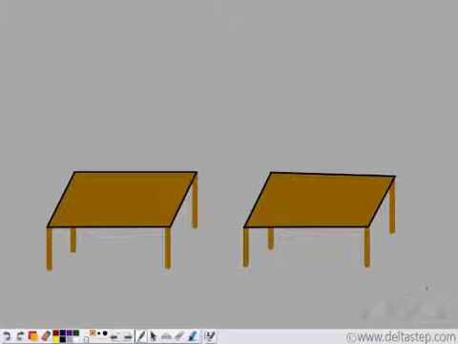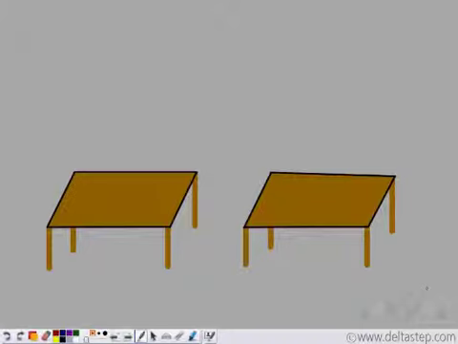Now parallel lines are everywhere. They are all around us. They are on the desk at which you are sitting. They are on the windows. They are on the screen at which you are looking right now. So they can be observed all around us.